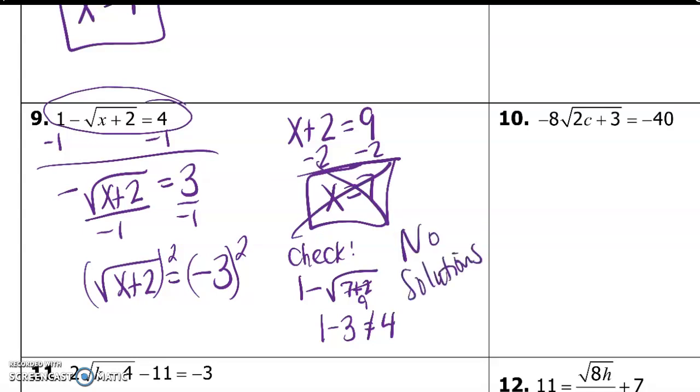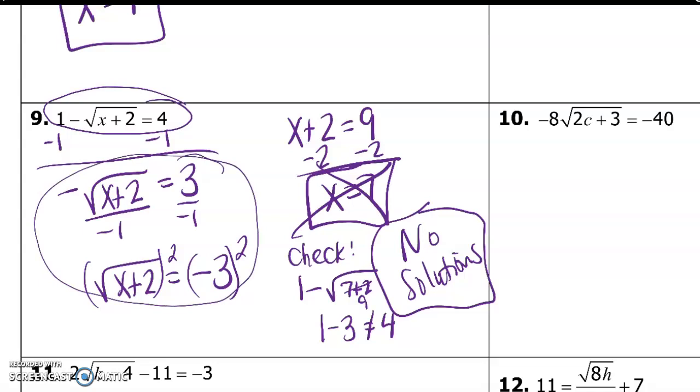So if you get an answer and plug it in and it doesn't work, you need to actually change your answer to no solutions. The reason is we won't take a square root and get a negative number. So some people can figure it out kind of in these steps that it won't work and there's no solutions. Okay, you can't do 1 minus a positive number and get a positive 4.